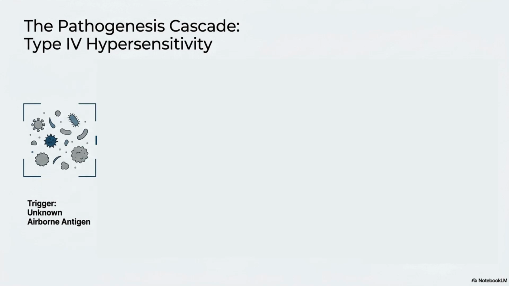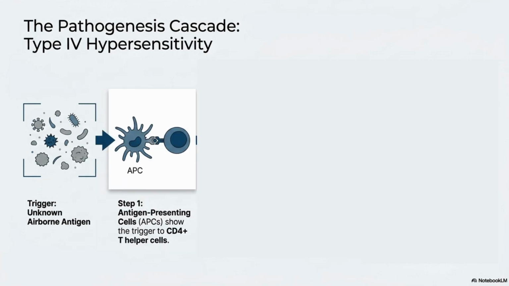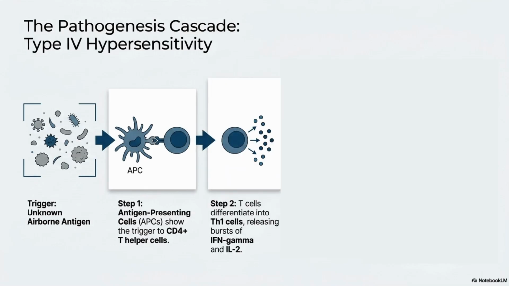Why does this happen? Let's walk through the pathogenesis cascade of this type 4 hypersensitivity. The initial trigger is an unknown airborne antigen. In step 1, antigen presenting cells, or APCs, show the trigger to CD4 positive T helper cells. Moving to step 2, those T cells differentiate into Th1 cells, releasing bursts of interferon gamma and interleukin 2.